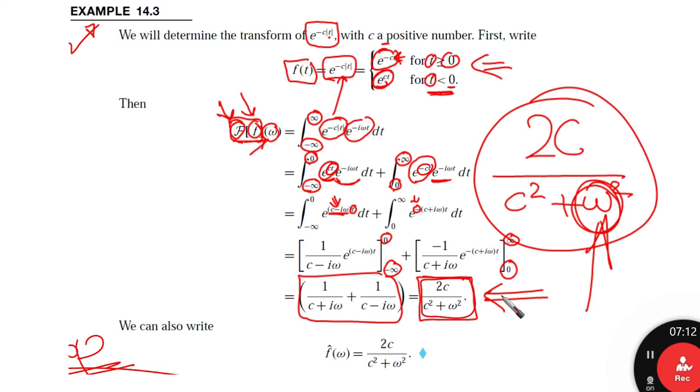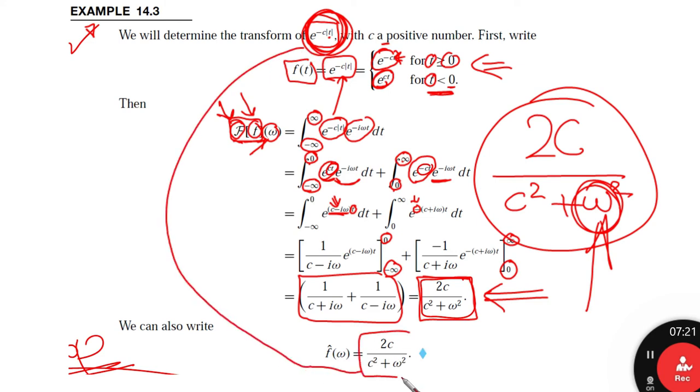That's the point here. We have changed this e raised to the power minus c, absolute value of t, to a function that is only related to omega. So that's the point of the Fourier transform. This is the issue with Fourier transform.